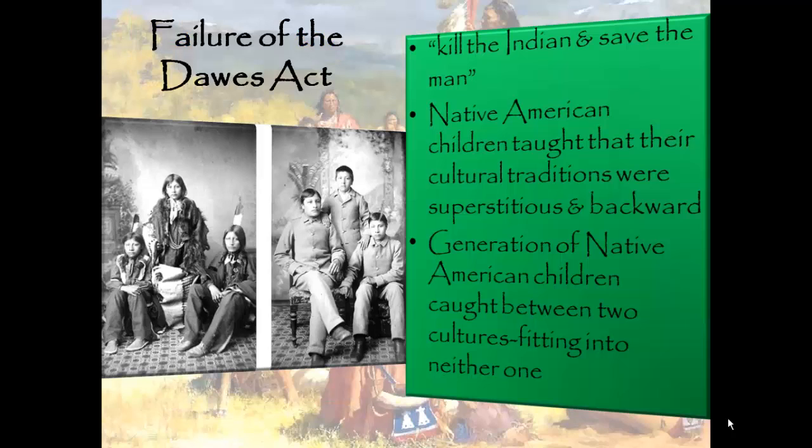Another aspect of this is going to be the assimilation of Native American children into white culture. You have those leaders who came up with this idea of "kill the Indian and save the man." Breed or teach out of Native Americans that Native American culture. And so they'll be taught that their cultural traditions were superstitious and backward. And unfortunately, this creates a whole generation of Native American children who are going to be caught between these two cultures. They didn't fit into white culture because of racism. They did not fit into the Native American culture because they had been raised in the white tradition and not in the Native American tradition.